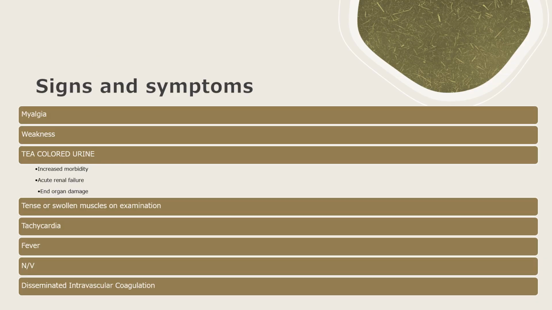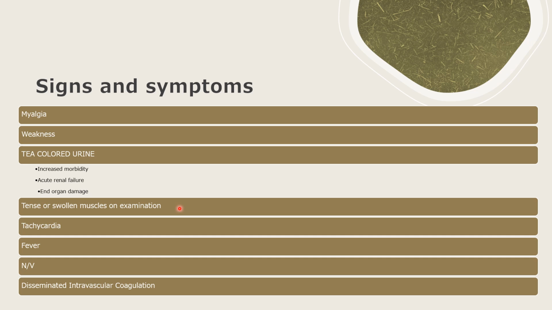So signs and symptoms. First is going to be myalgia, which is just muscle pain, as well as muscle weakness. And we'll see tea-colored urine. Tea-colored urine is when we're starting to have renal impact. So our kidneys are now involved. This is going to be a sign of acute renal failure and organ damage, with a high risk of morbidity and mortality in patients when they start to have that renal impairment.